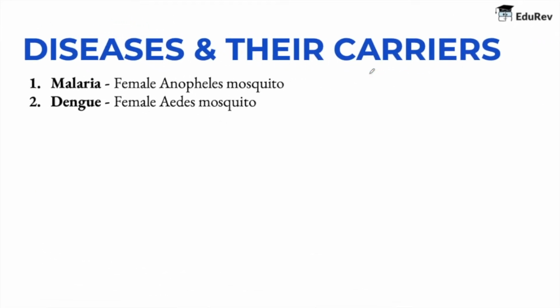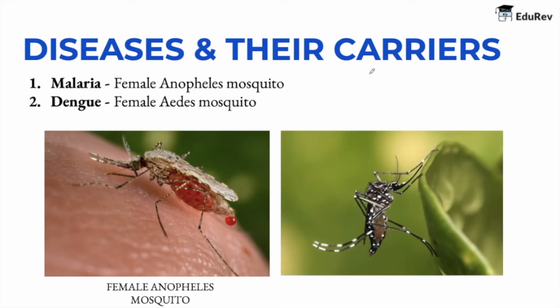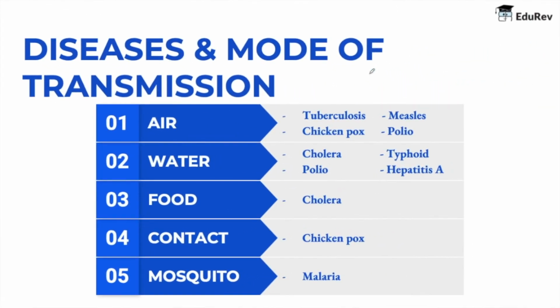Let's move forward to the next topic, that is diseases and their carriers. Now, let's name the carriers of these diseases. As you can see on the screen, for malaria, it is the female Anopheles mosquito. That is, it carries the parasite of malaria called Plasmodium. Next, for dengue, we have the female Aedes mosquito, and it carries the virus that is known as flavivirus.